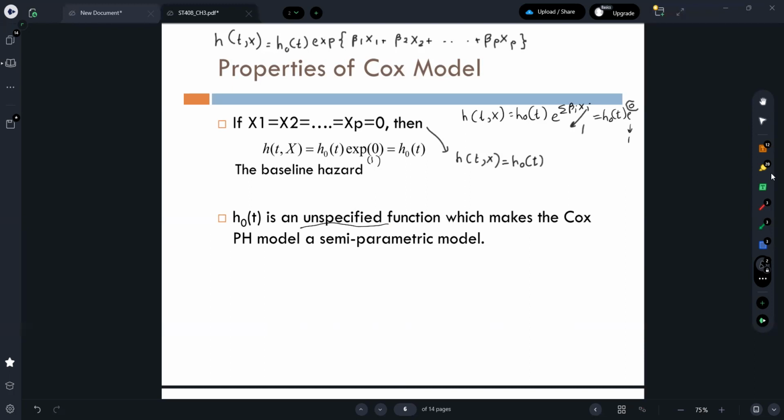The other thing is, this h0(t) is unspecified, as I mentioned earlier, and we don't worry about it. It doesn't matter. That is what makes the Cox PH model a semi-parametric model. Semi-parametric means maybe there's an underlying distribution for h0(t), maybe not, we don't know. So we don't care. That makes our Cox model a semi-parametric model.